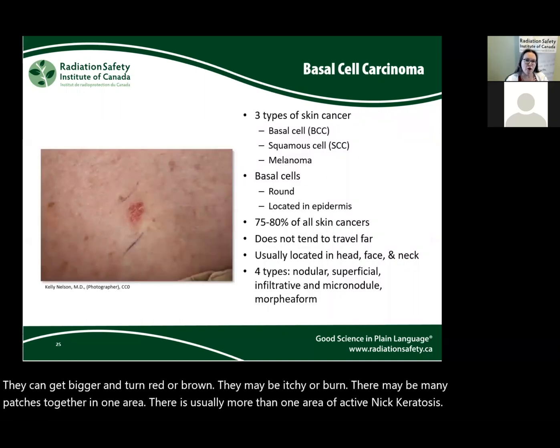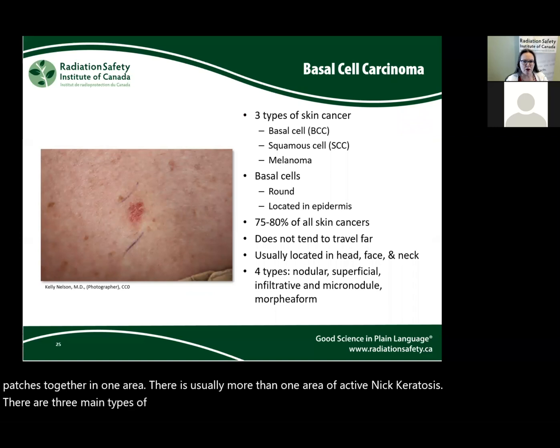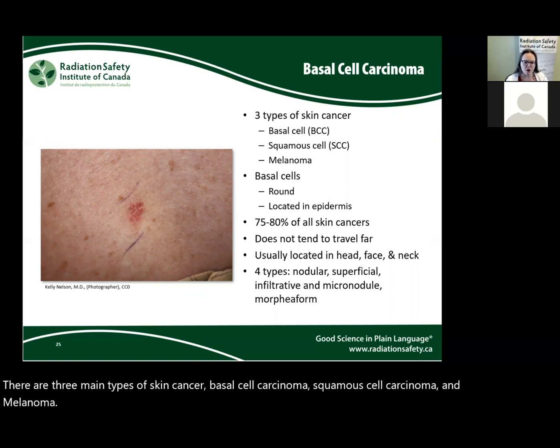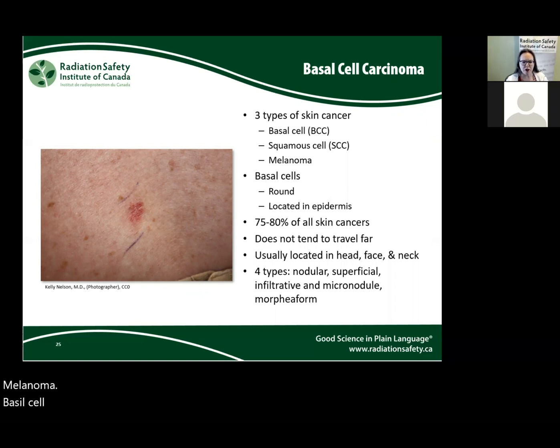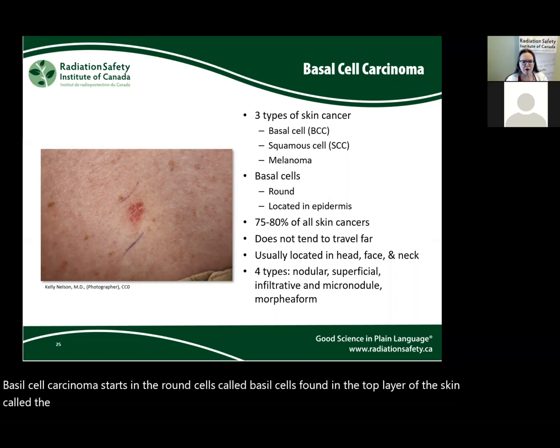There are three main types of skin cancer: basal cell carcinoma, squamous cell carcinoma, and melanoma. Basal cell carcinoma starts in the round cells called basal cells found in the top layer of the skin, called the epidermis. It makes up about 75 to 80% of all skin cancers.